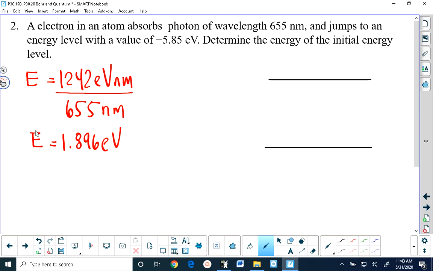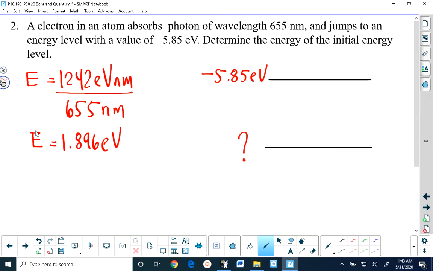See, and now I can forget about photons and I can say that it isn't that the atom absorbed a photon, although it did. What my mind is going to say is the atom gained 1.896 eV. Now, in this particular case, we know the upper energy level is negative 5.85 electron volts, and you're asked to find the lower energy level.